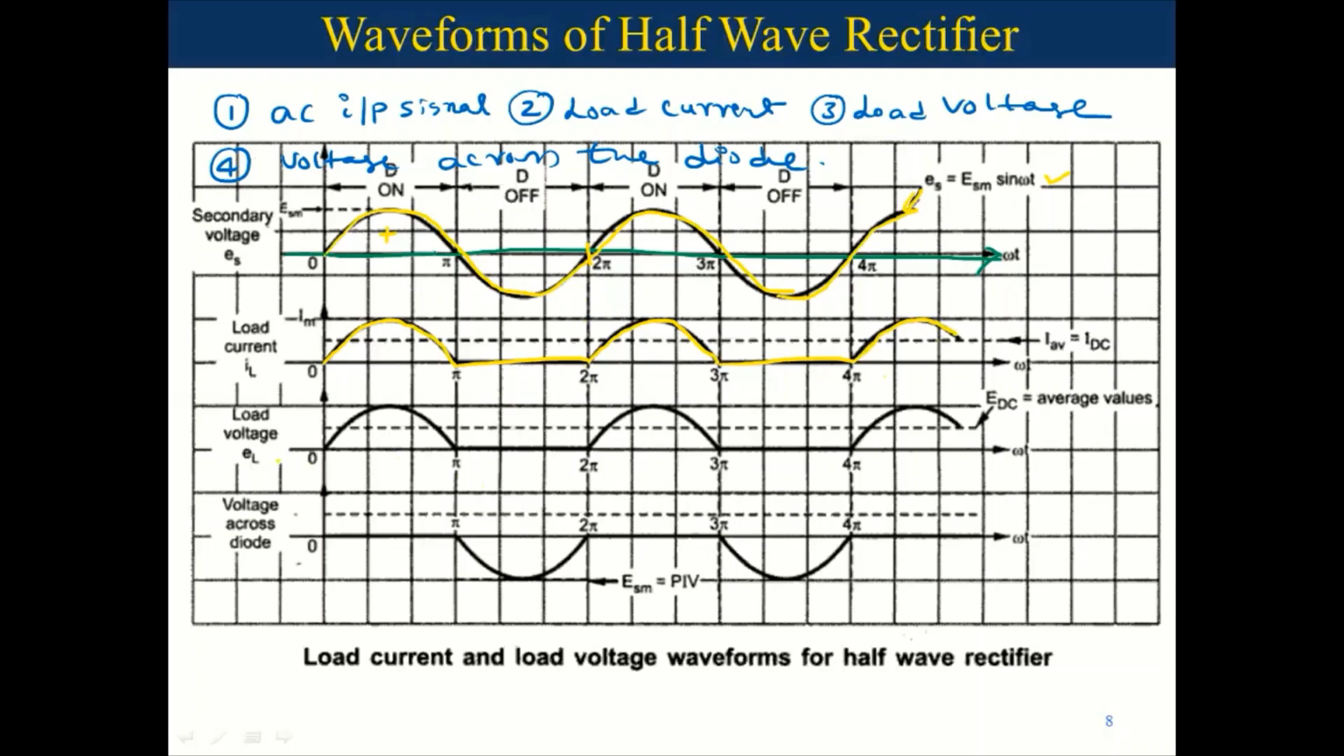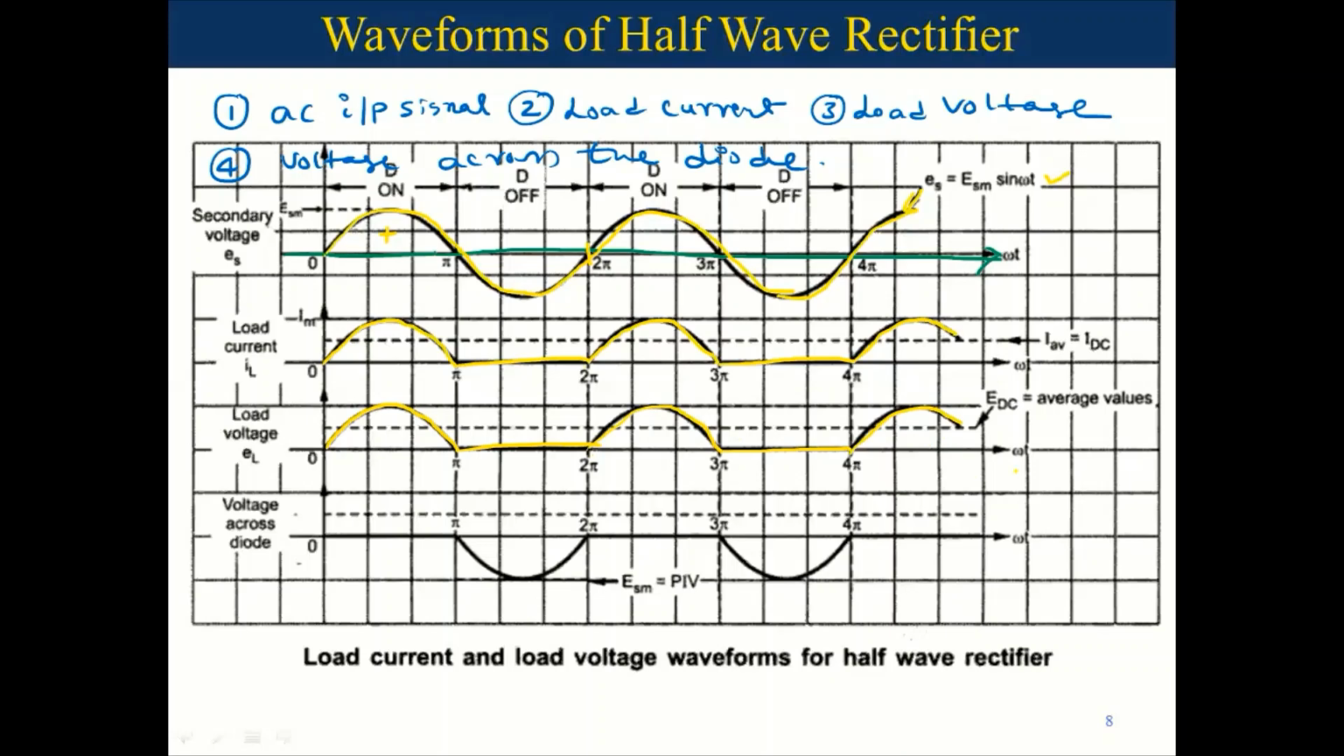Coming to load voltage, it is proportional to load current. So V naught equal to IL into RL. The load voltage is proportional to the load current, and hence the positive half cycle is reproduced, and for the negative half cycle the current is 0. Positive half cycle reproduced, negative half cycle current equal to 0. So load voltage and load current both are proportional.